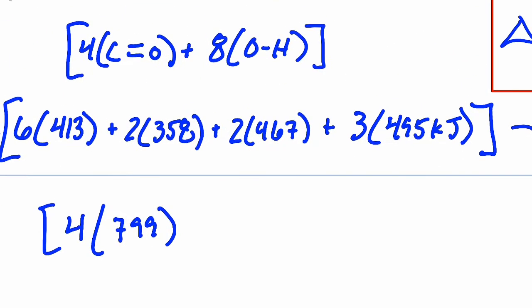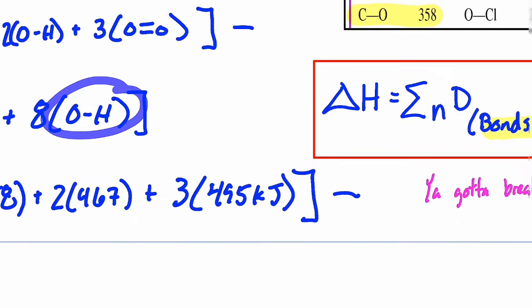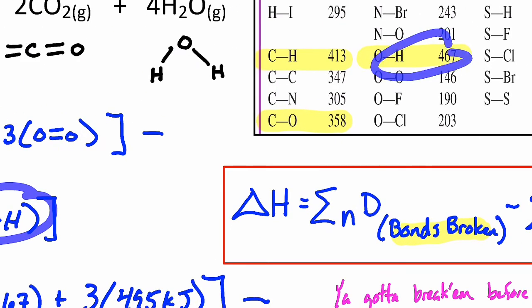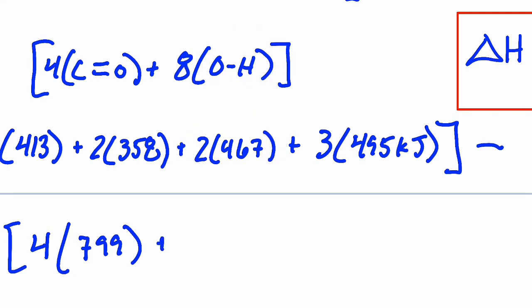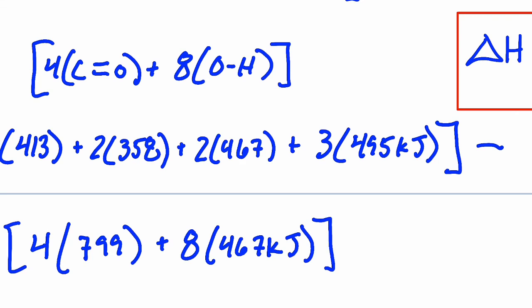Okay, and then I need to find my OH again. I have already done that one before, 467. Please do not get fancy and go, oh wait a minute, if I have 8 on the right and 2 on the left, I can create 6 somehow. Just write them down. Show what is being broken. Show what is being made.